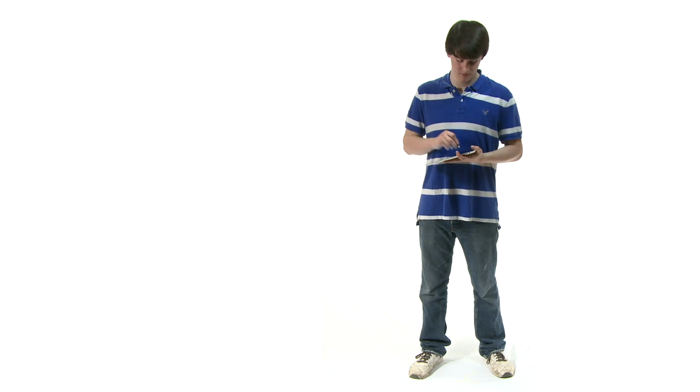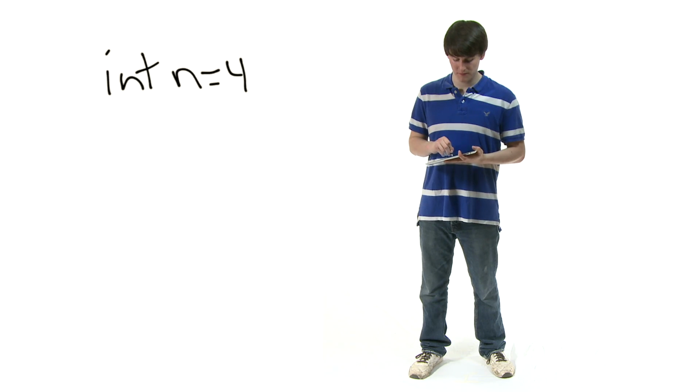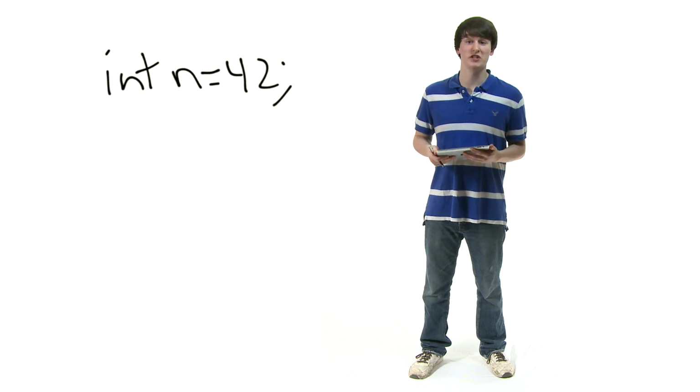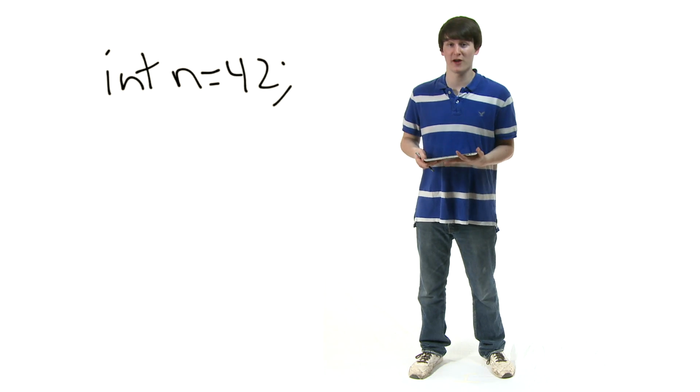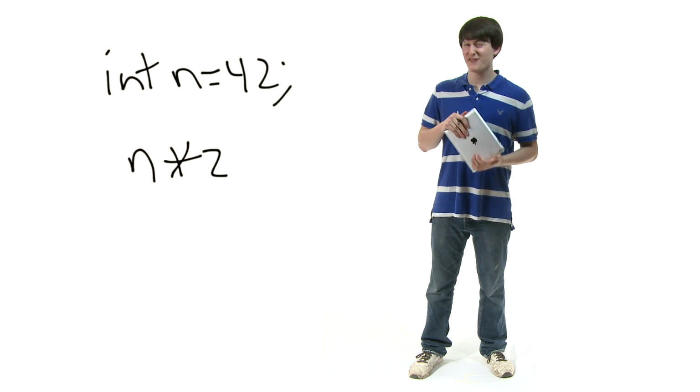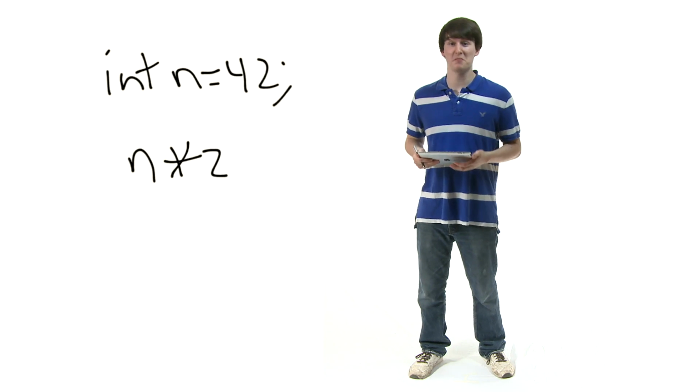Let's talk about pointers. Up until now, we've always just referred to things in memory explicitly by name. We've said int n equals 42, and then when we want to use the variable n, we just call it by the name we give it by writing something like n times 2. But that variable must live somewhere in memory.